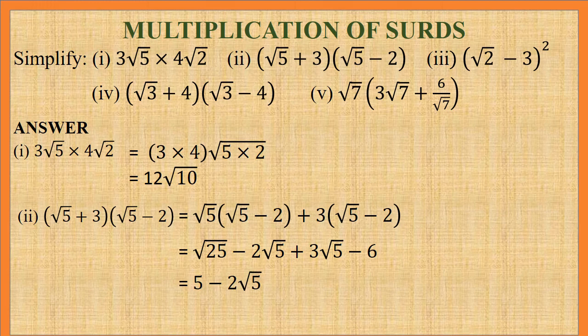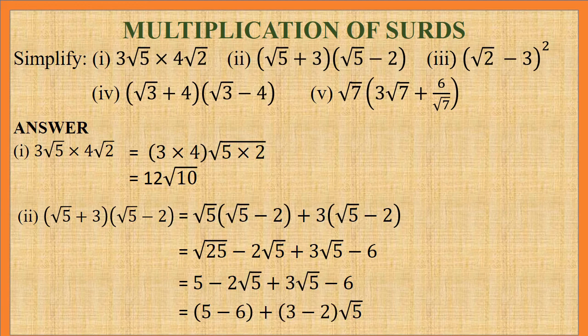And we can simplify square root of 25 as 5 minus 2 root 5 plus 3 root 5 minus 6. Grouping our like terms, we'll have 5 minus 6, plus we have 3 root of 5 minus 2 root of 5. So when we group them, we'll have 3 minus 2, and that gives us 3 minus 2 root of 5.